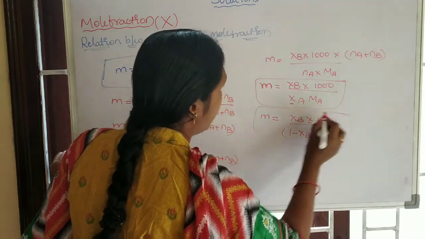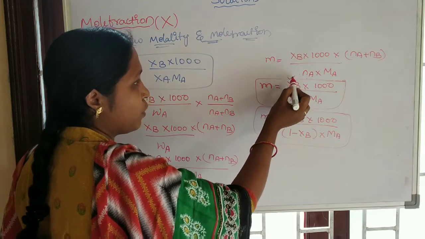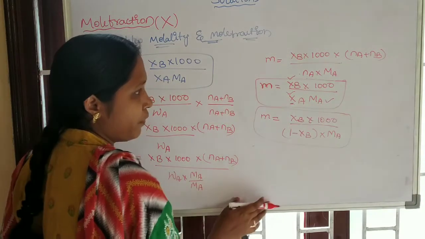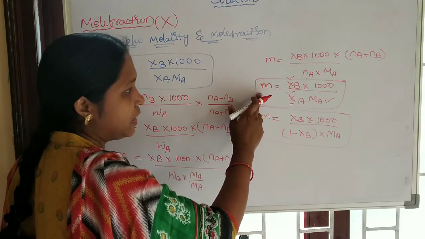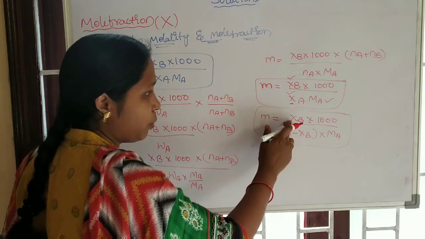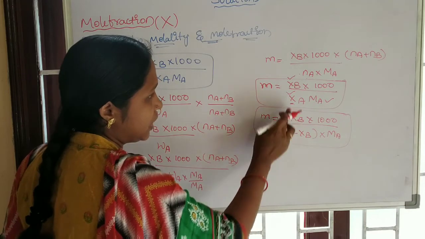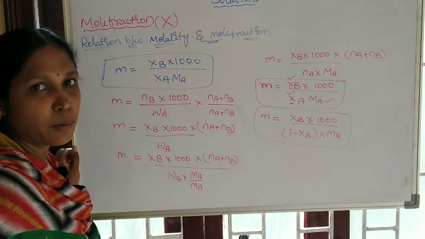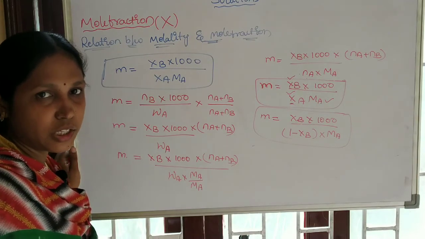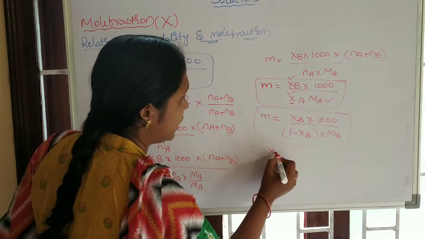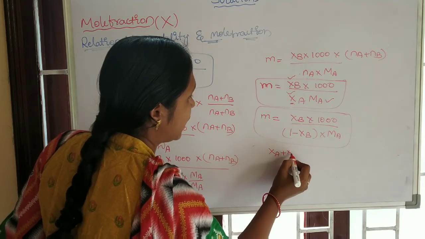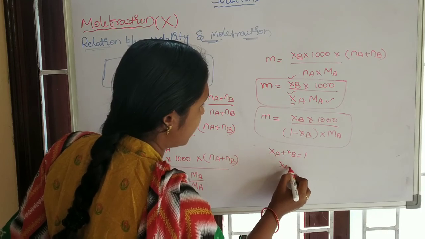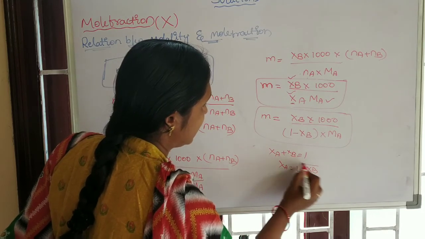That means if you know the mole fraction of a solute, mole fraction of a solvent and molecular weight of a solvent, you can calculate the molarity. Otherwise, if you know only the mole fraction of a solute, here in the place of Xa, you will take 1 minus Xb, because the sum of the mole fractions is unity. By using that, we will get Xb or Xa is 1 minus the other. Okay, Xa equal to 1 minus Xb.